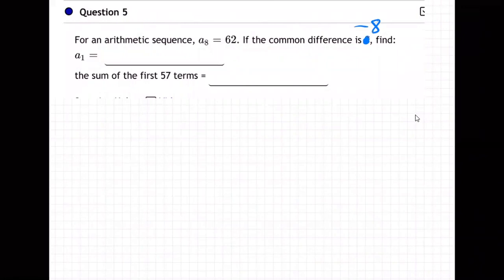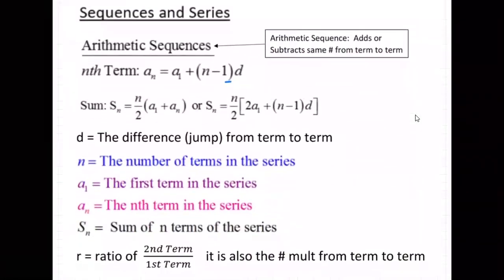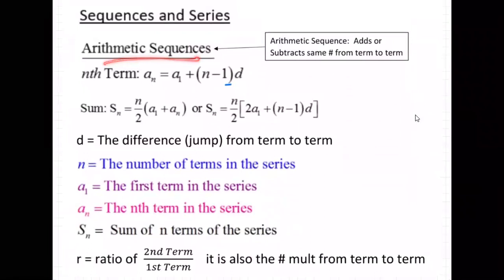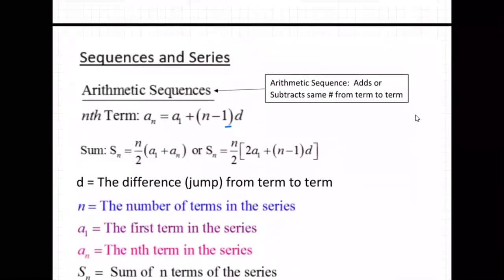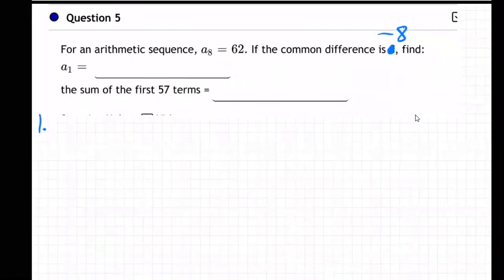So yeah, this is not easy. This is definitely not easy. So step number 1. First off, they said it's arithmetic, so that means I'm going to use the arithmetic formula. So let's go get the arithmetic formula. If you go to the notes, here it is, arithmetic sequence. There's the nth term formula. an is a1 plus n minus 1 d.